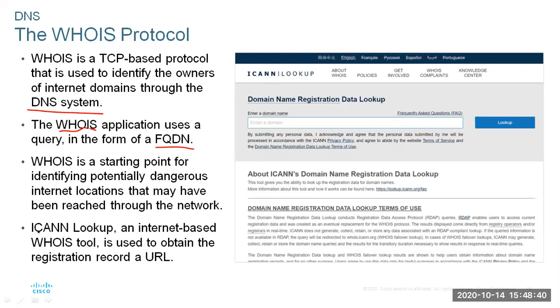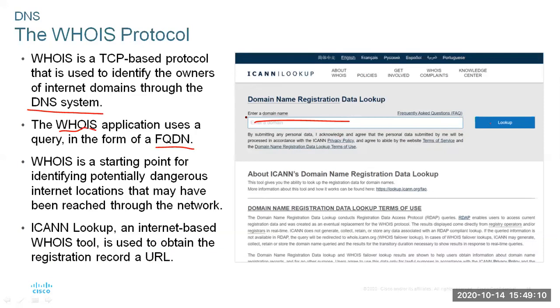Okay, now ICANN, the Internet Corporation for Assigned Names and Numbers, has an internet-based WHOIS lookup used to obtain the registration record of a URL. So I just come to this site and type a domain name here, cisco.com, and then I say lookup. Once I say lookup, it gives me the details that I want.